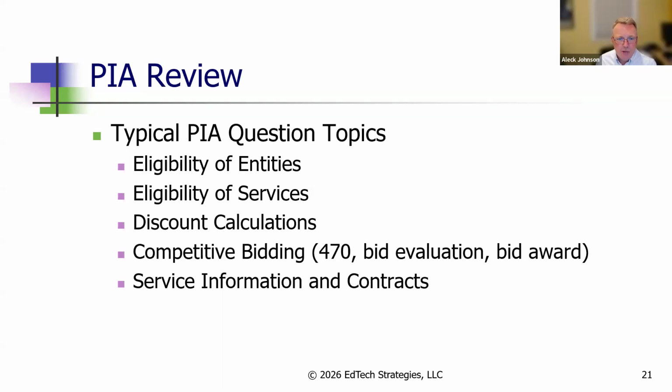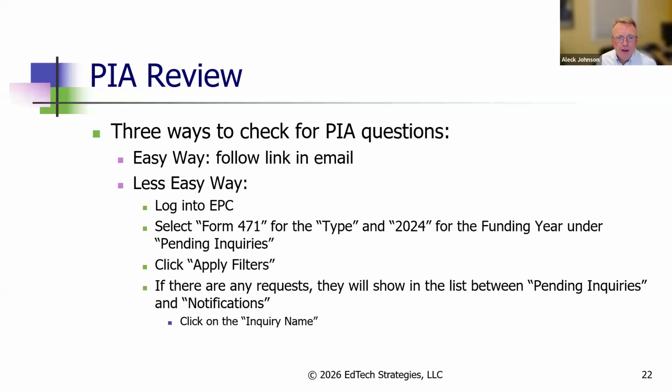So if those are the typical PIA question topics, how do we find these PIA questions? Well, as I mentioned before, you'll get an email with a notification. The easiest way to get to your PIA questions is literally to click on the link in the email. If you're already logged into EPC, that link will take you directly to the questions. If you're not logged into EPC, you'll have to log in to EPC, and it will just take you to the generic homepage for your library. If you then click on the link a second time, it'll take you directly to the questions.